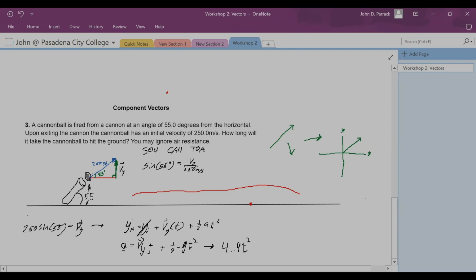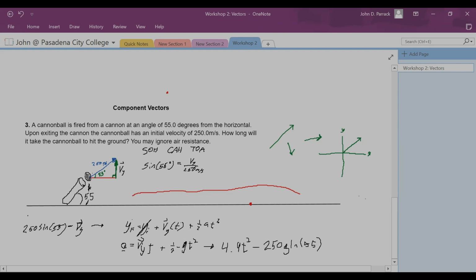I took away the negative. I divided by 2, and I wrote g as 4.9. So you can see that number there. And then we're going to move this also to the left-hand side, the Vy. And remember that we found that Vy was equal to 250 meters per second times the sine of 55 degrees.